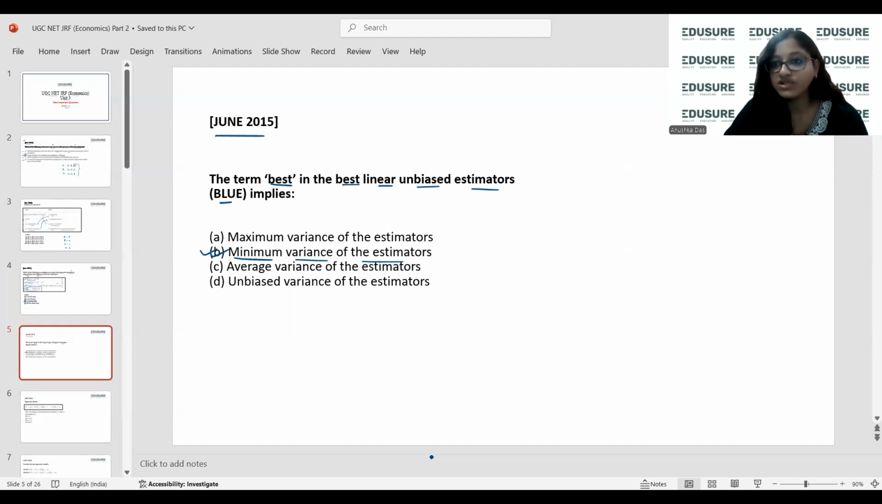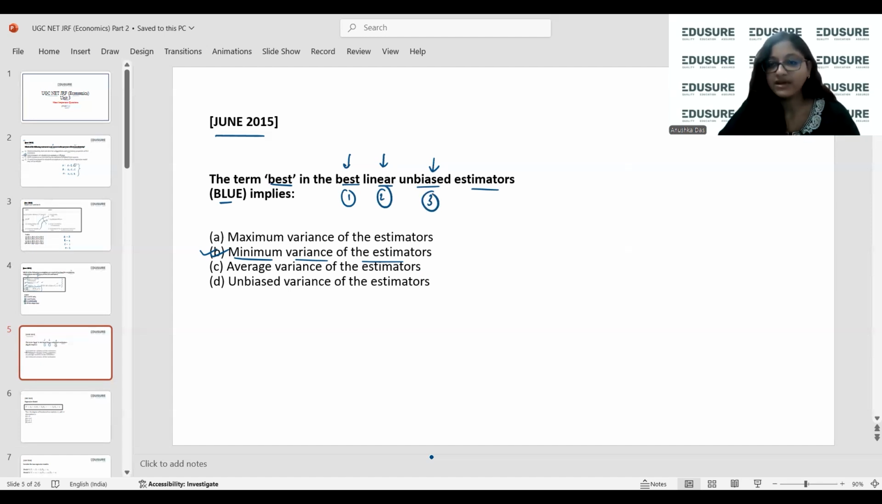What is the Gauss-Markov theorem? In the Gauss-Markov theorem, it is stated that if all the classical linear regression model assumptions hold, then the estimators that you get from applying OLS will give you the BLUE estimators. That is, they will be best linear unbiased estimators. Best means, as I've told you, minimum variance. Linear means the estimators will be linear in terms of Y, that is the dependent variable, or the regressand. Unbiased means the expected value of the estimators will be equal to the true population parameter. That is unbiasedness.